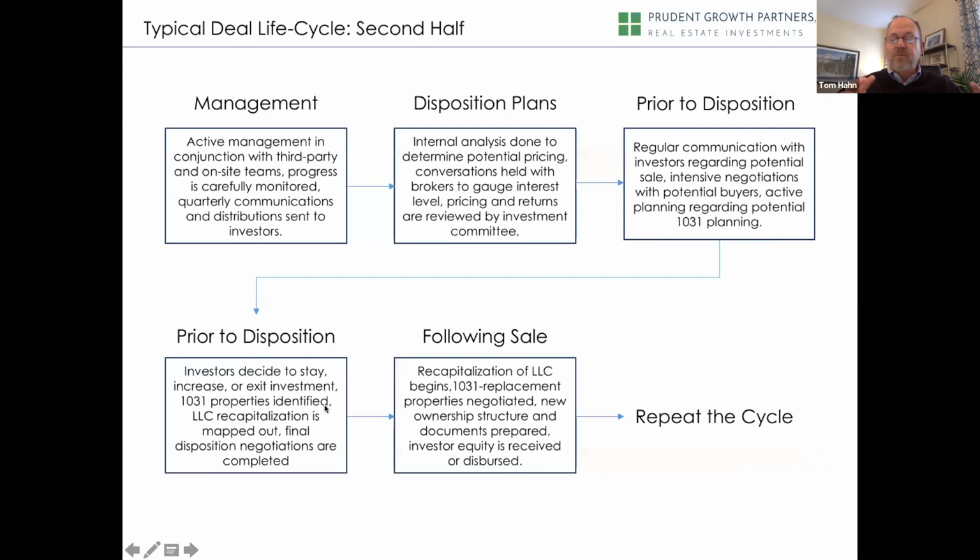Prior to this disposition, investors have an option to stay in the deal or leave the deal. We can talk about that a little bit more in Q&A, but we always try to execute a 1031 because we're investors as well, and we love that aspect of real estate. It's an important way to defer taxes. And if we do execute on a 1031, we'll find a great replacement property, and then we repeat the cycle.